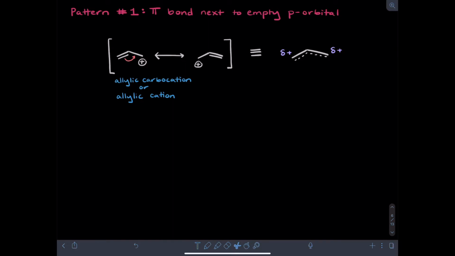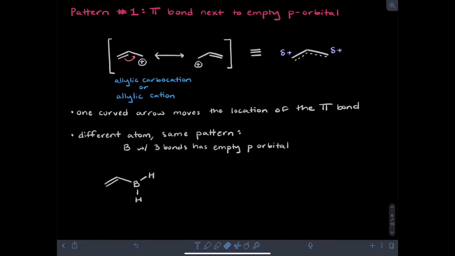Instead of these 2 individual resonance contributors, I could draw a resonance hybrid where I have dotted lines going across all 3 carbons, and I have partial positive charges on the carbons on the left and the right. You can think about the one curved arrow that I drew as moving the location of the pi bond. For resonance, you want to be on the lookout for patterns rather than exact molecules that you've seen before.